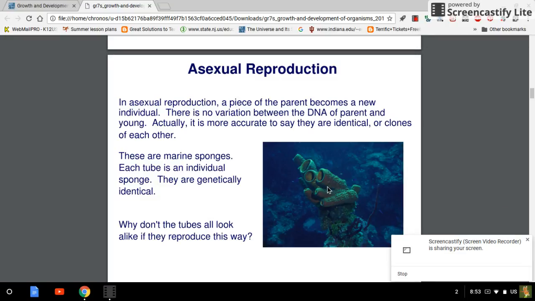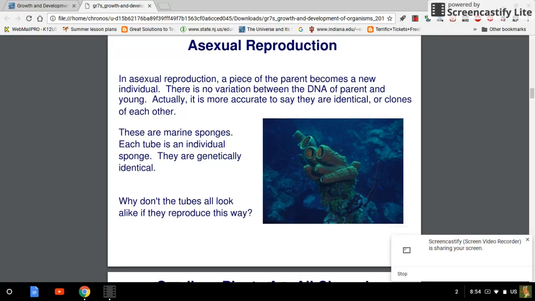Why don't the tubes all look alike? Well, that has to be related to the way that they were nurtured. They've been exposed to different environments, or maybe some are younger than others. The older they are, maybe the larger the opening is, or the way that the water has moved them is going to contribute to the way that they look.